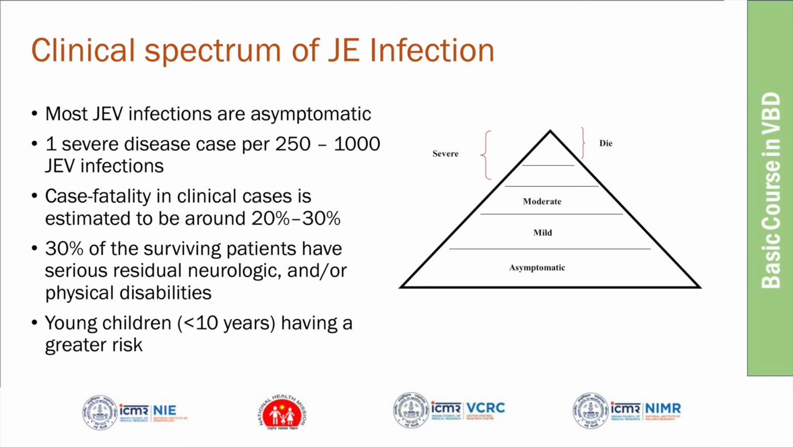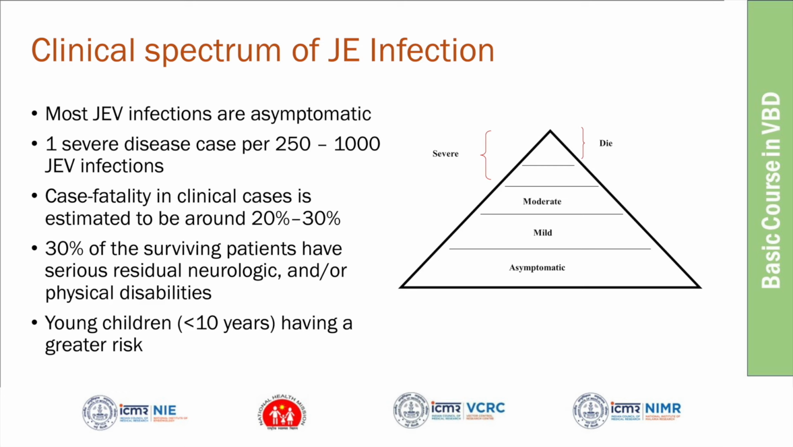What happens? Most JE infections are asymptomatic. When a mosquito bites a human being, mostly he will not develop any symptoms. If at all, he will develop mild prodromal symptoms such as feverishness or warmth or a headache with slight myalgia. But only one severe disease case develops per 250 JEV infections. You might all know only 1 or 2 cases will be reported from a village. Even though a village will have on average 1,000 population, we will have only 1 or 2 cases reported. That is primarily because these JEV infections are asymptomatic.